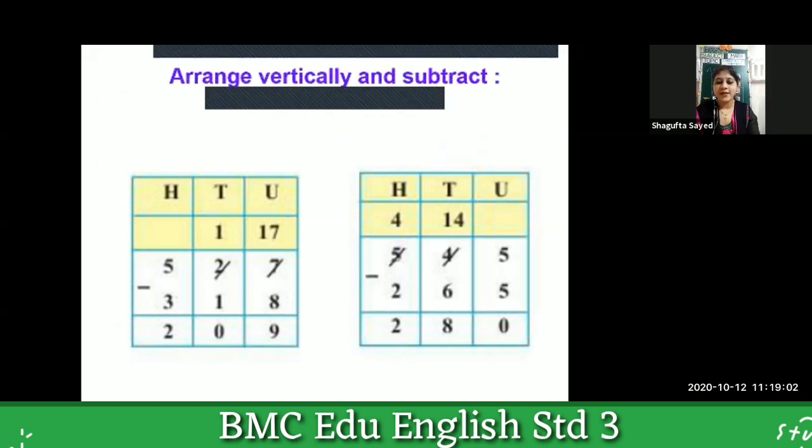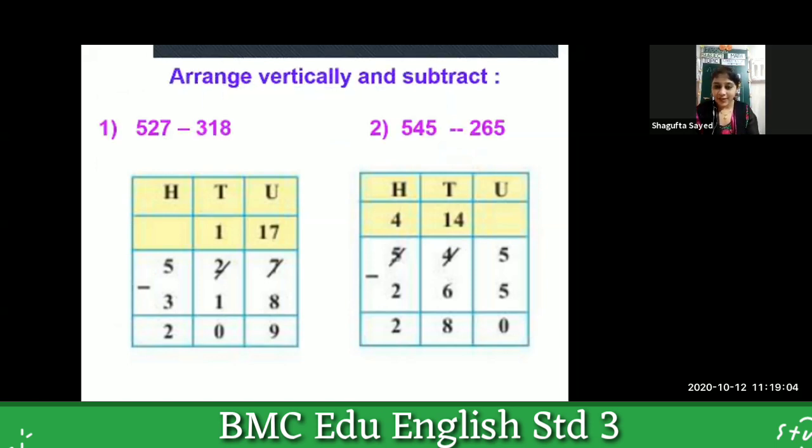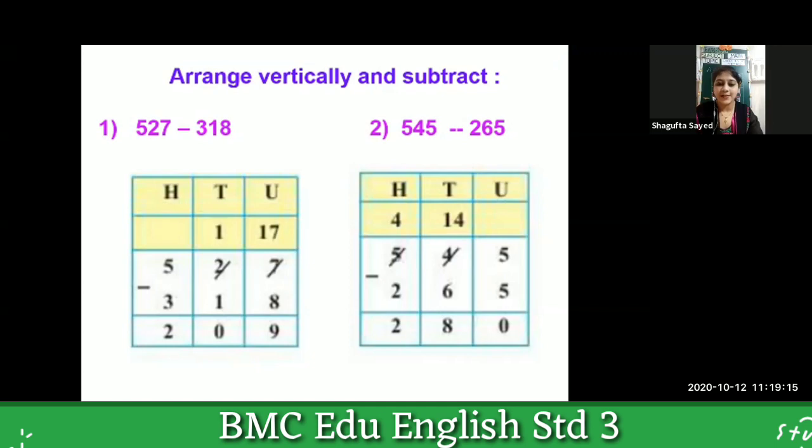Again, can you see here? It is arranged vertically and I have subtracted this. So your unit, tens and 100 already it is written here. 527 minus 318. Can you see? Your teacher has written and solved the sum.